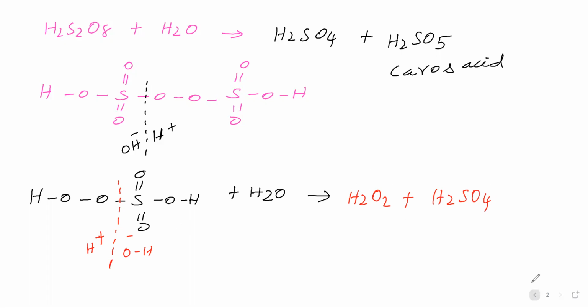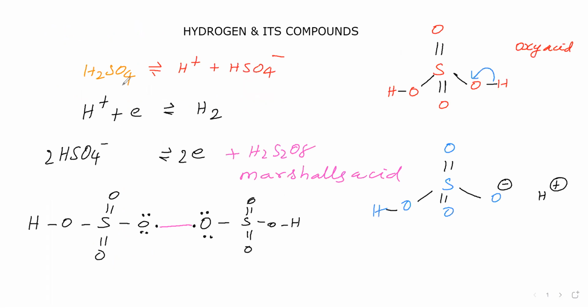So here what is the electrolyte we have taken? 50% aqueous solution of sulfuric acid. This on ionization gives H plus and HSO4 minus. H plus goes to cathode and becomes hydrogen gas. HSO4 minus goes to anode and becomes Marshall's acid. Marshall's acid has peroxy linkage here. It is peroxy linkage.